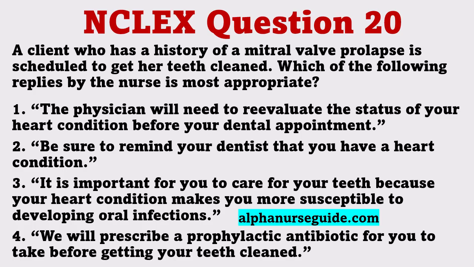The correct answer is 4. Clients who are at risk for developing infective endocarditis due to cardiac conditions such as mitral valve prolapse must take prophylactic antibiotics before any dental procedure that may cause bleeding. The client is not more susceptible to developing oral infections. Rather, the client is more susceptible to developing endocarditis that results from oral bacteria that enter the circulation during the dental procedure. The physician does not necessarily need to reevaluate the heart condition of a client who is stable, but antibiotics must be prescribed. It is not enough to simply remind the dentist about the heart condition.